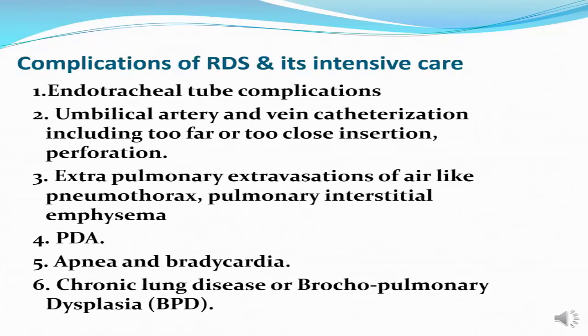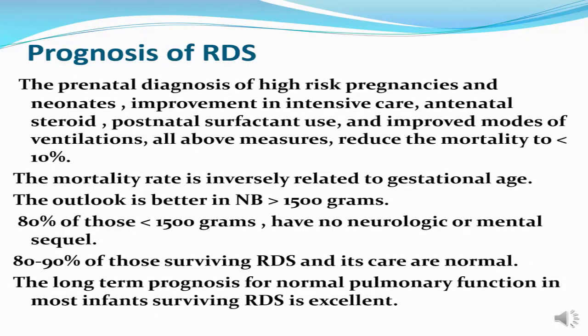Complications of RDS and its intensive care: the endotracheal tube complication, umbilical artery and vein catheter complication, like introducing the catheter too far or too close, or perforation, or thrombosis, or thrombophlebitis. Extra pulmonary extravasation of air like pneumothorax, pneumomediastinum, pneumoperitoneum, pulmonary interstitial emphysema. Other complications of being premature and RDS: they can develop PDA and apnea and bradycardia and chronic lung disease called bronchopulmonary dysplasia.